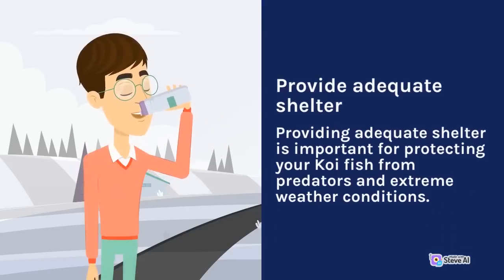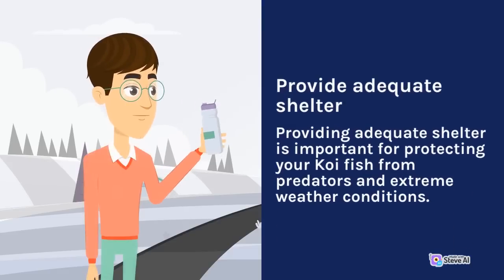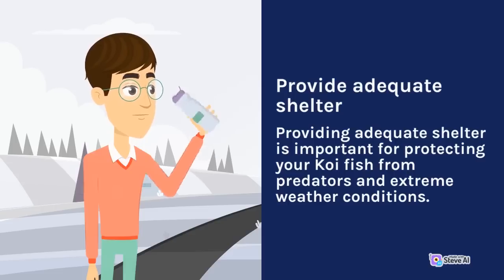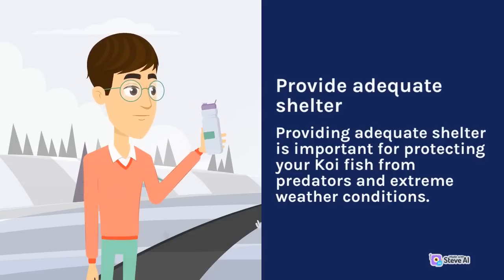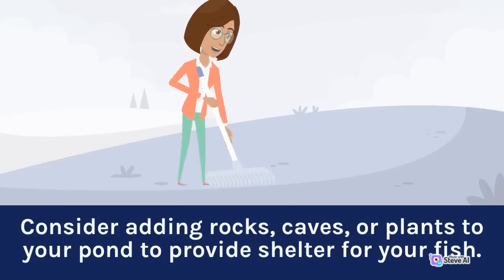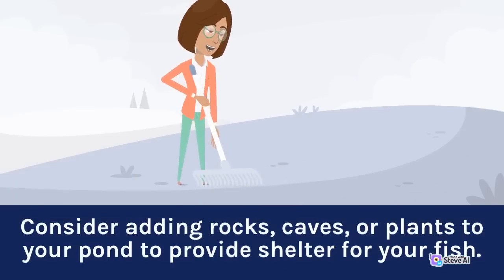Provide adequate shelter. Providing adequate shelter is important for protecting your koi fish from predators and extreme weather conditions. Consider adding rocks, caves, or plants to your pond to provide shelter for your fish.